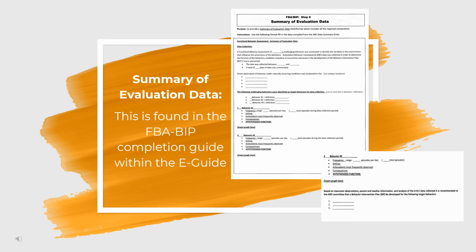Once you've filled in the grids with the information from the ABC data collection, you can use it to fill out this form, the summary of evaluation data. This information will be pasted into the IEP under the FBA portion. You will also see a space to insert the graphs we mentioned in the previous slide.